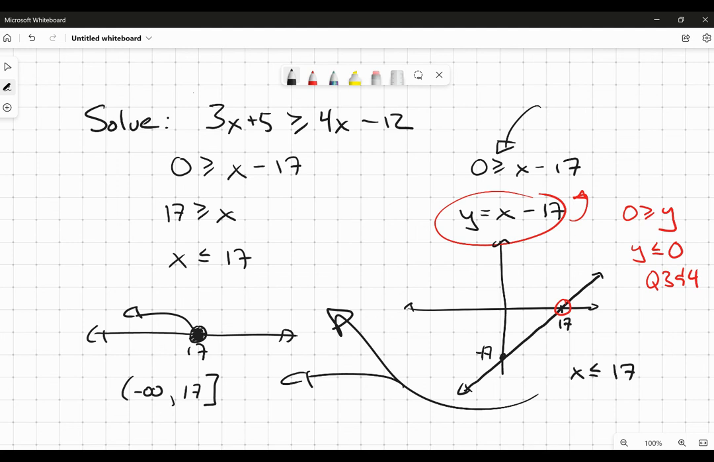So I bring everything to one side. I get the equation of a line, and then I identify whether I'm looking for where it crosses into quadrants 1 and 2 or 3 and 4, and then I build my interval based on that. So again, this line is in quadrants 3 and 4 so long as the x coordinate is less than or equal to 17.